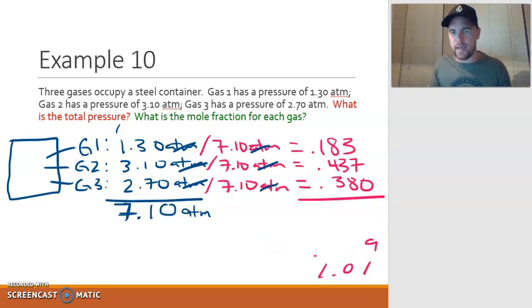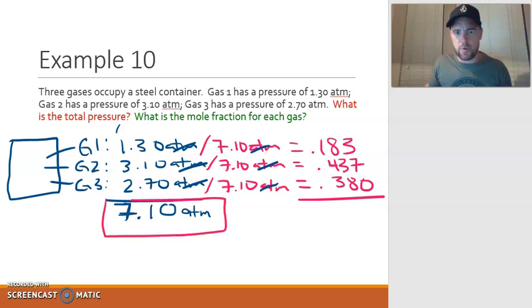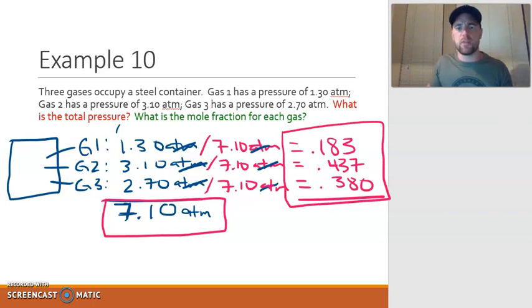Let me erase all of that so that you don't get confused. So what are my answers? The answer for total pressure was 7.10, and my mole fractions are here. This is the same thing as saying 18.3%, 43.7%, and 38.0%. We do have a few more practice problems to do, but we'll do that in the next video.